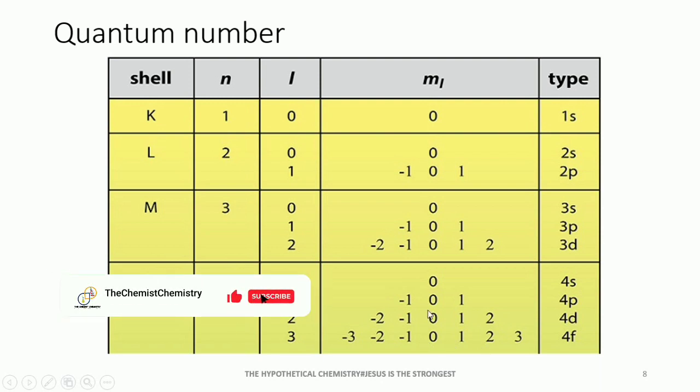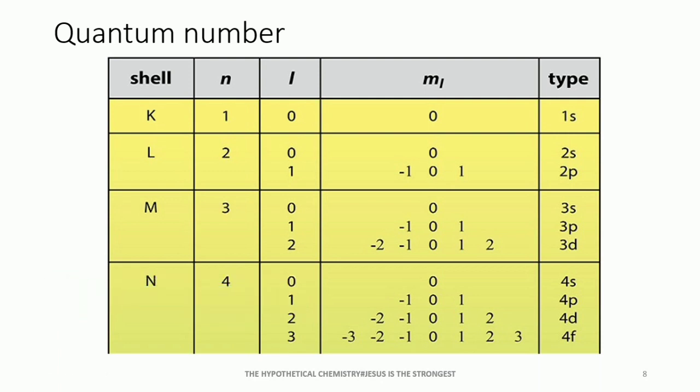So when we have another angular momentum quantum number being 4, then the magnetic quantum number will start from negative 4, negative 3, negative 2, negative 1, 0, 1, 2, 3, 4. When the angular momentum quantum number is 5, the magnetic quantum number will start from negative 5, negative 4, negative 3, negative 2, negative 1, 0, 1, 2, 3, 4, 5. As simple as that. All right.